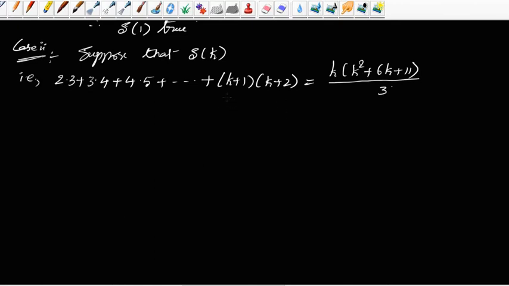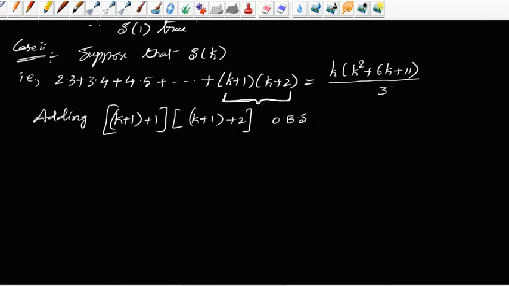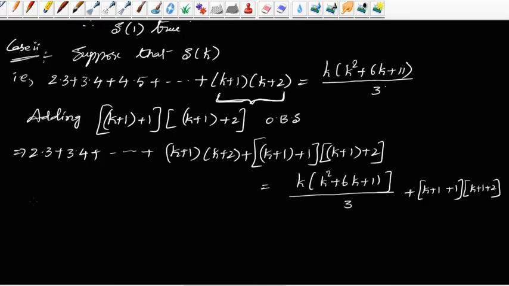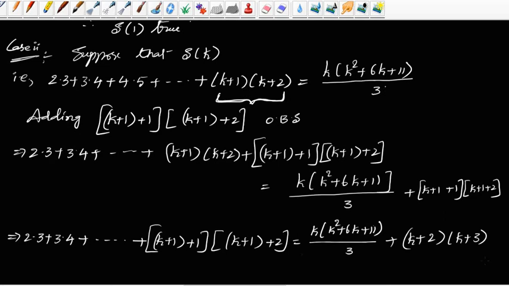What will be the (k plus 1)th term? How do you get the (k plus 1)th term? In this one, you have to write k is equal to k plus 1, you will get the (k plus 1)th term. That (k plus 1)th term should be added on both sides. When you substitute k is equal to k plus 1, then you will get this answer. Now adding this term on both sides, we get this one. Now simplifying on the right hand side, we get this answer.